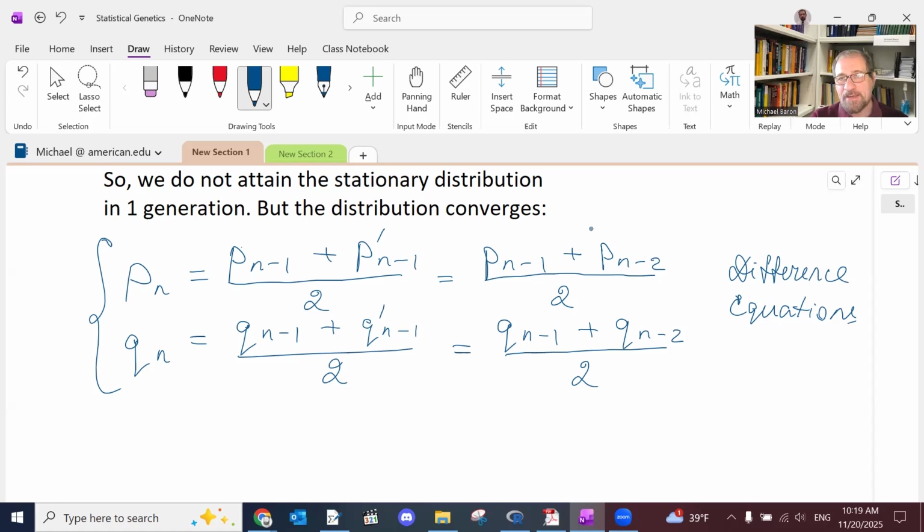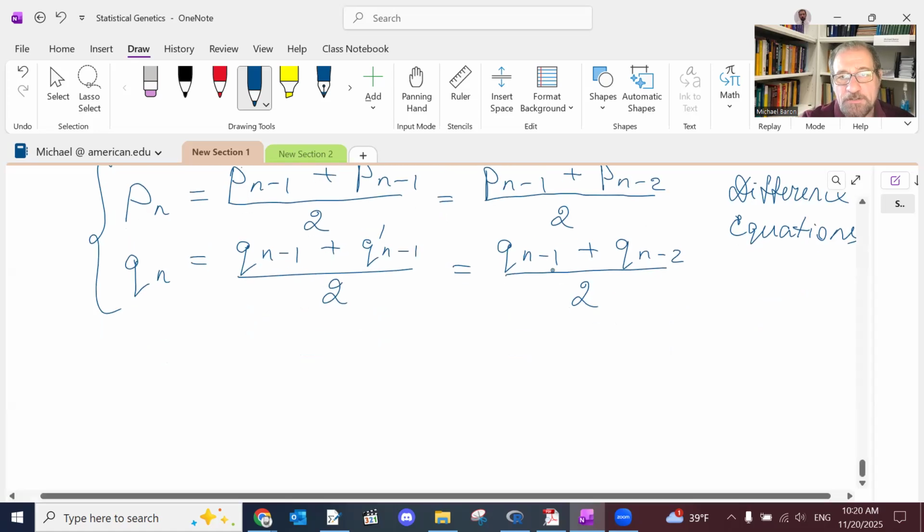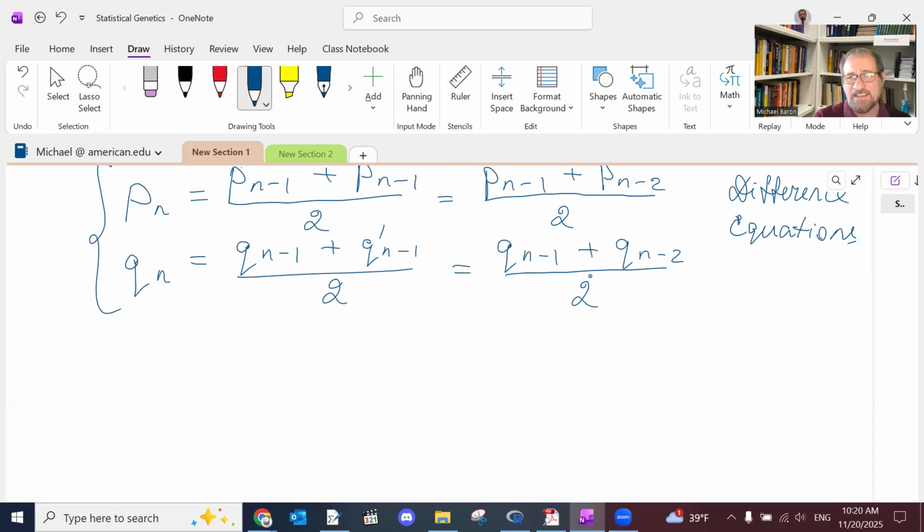I will not go through the mathematics. You had enough mathematics in my course, but you can just believe me that there is a general formula for the difference equations. I can derive it. If you're interested, let me know. There is a thing called characteristic polynomial. You can find the general solution of these equations, the general formula for Pn and Qn. What's important for us, this will converge pretty quickly. Not in one generation, but it will be close to the limit.